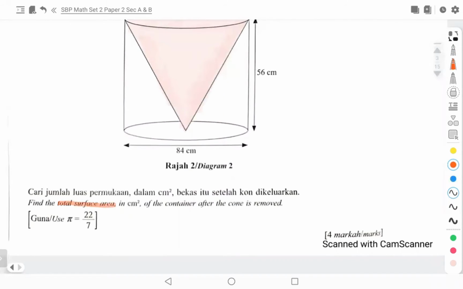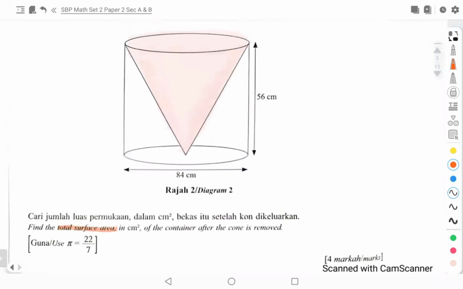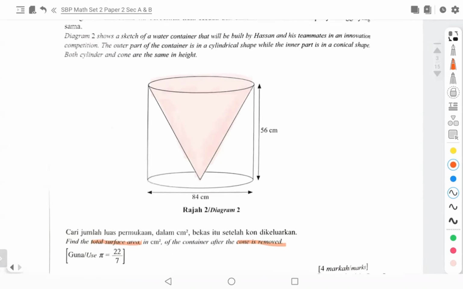Find the total surface area. It's not volume, but the total surface area of the container after the cone is removed. I would say this question is a bit tricky because it's asking about total surface area. So for total surface area, you need to find out the net. Oh, I missed number 4. Okay, wait, let me see.